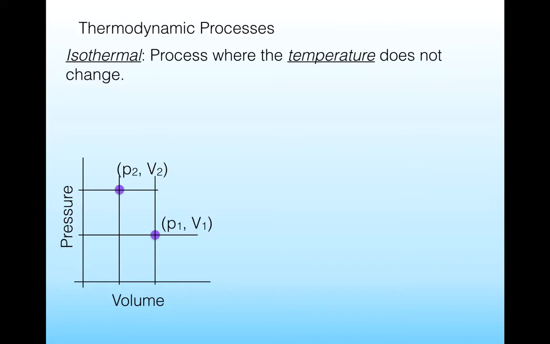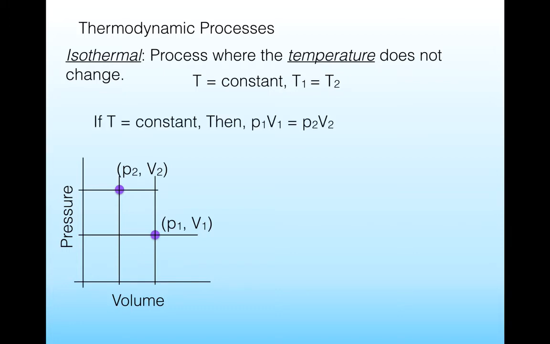our example. An isothermal process is a process where the temperature does not change, and that makes sense because iso means same and thermal means temperature. So T is a constant, so T1 equals T2, and that's actually true for any location along the path from state 1 to state 2. We also can see that P1V1 equals P2V2 by the ideal gas law.